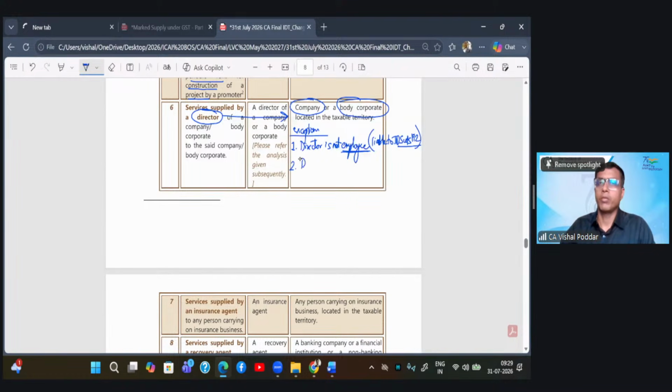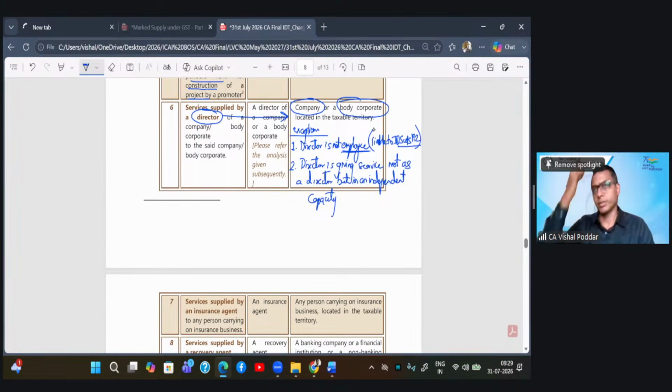Second, where the director is giving services not as a director but in an independent capacity.